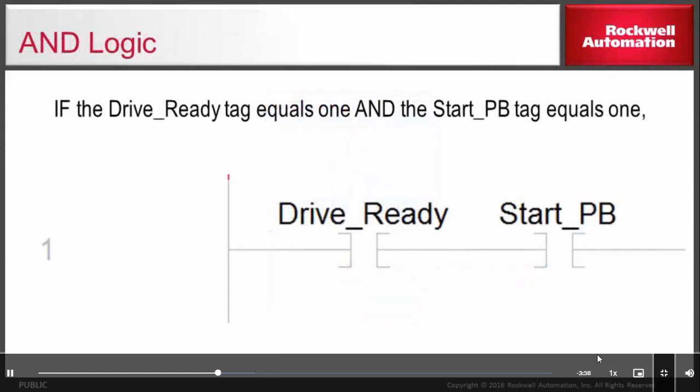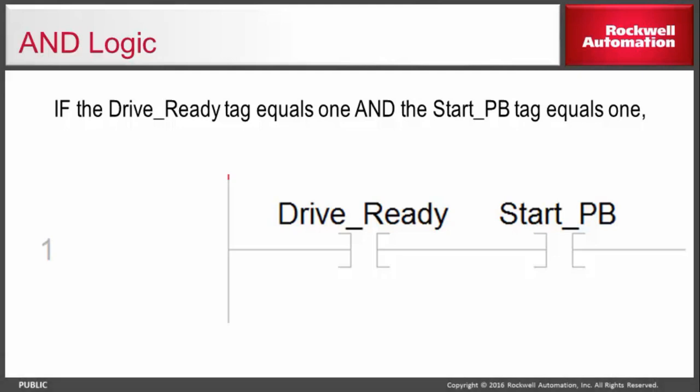Sometimes the if part of a logical statement will contain multiple conditions. For AND logic, wherein multiple conditions must all be true for the overall statement to be true, place the ladder diagram instructions in line or in series with each other. For example, the conditional statement if the drive ready tag equals 1 and the start PB tag equals 1 would be translated as shown here.